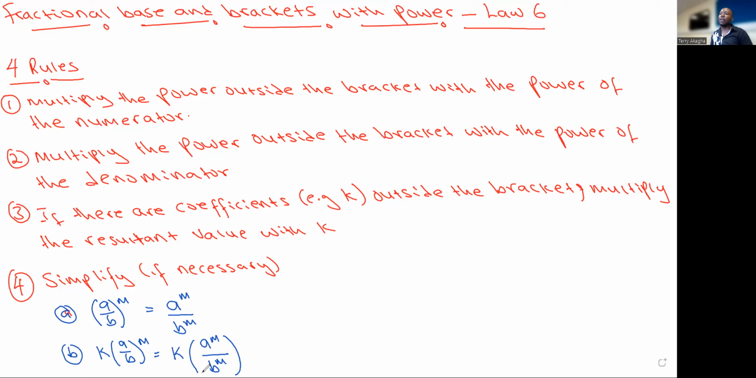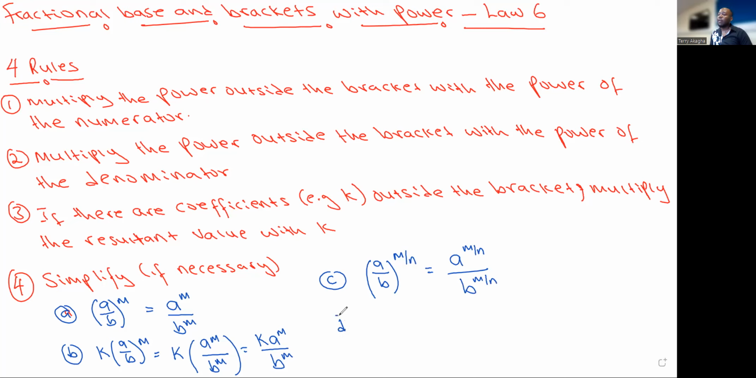Now that is that for that. So when you now simplify, it will be k times this. It's going to give us k a^m over b^m. Number 2, the same principle, even if the power is a fraction, okay? So we have m over n. It's going to give us the same thing. It will be a^(m/n) divided by b^(m/n).